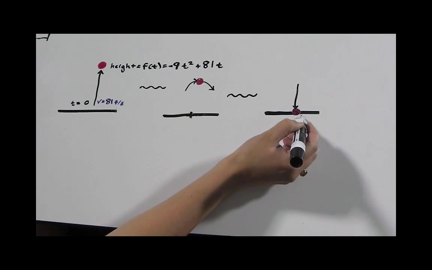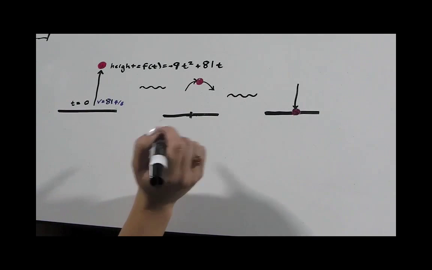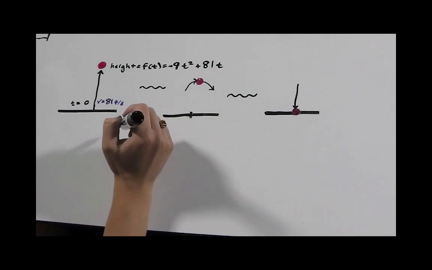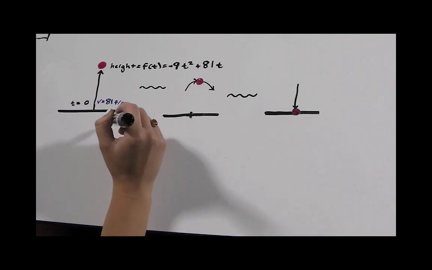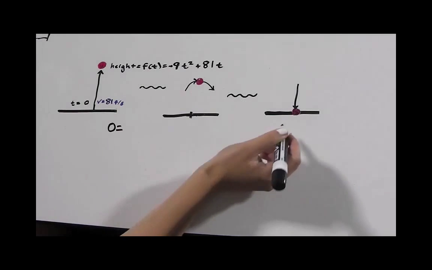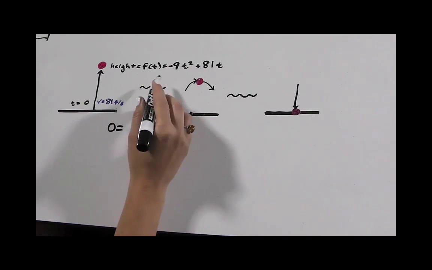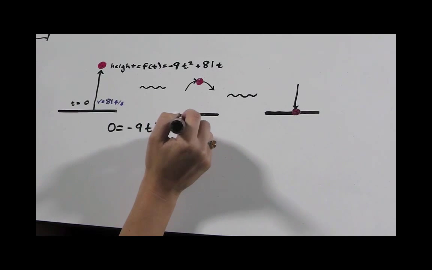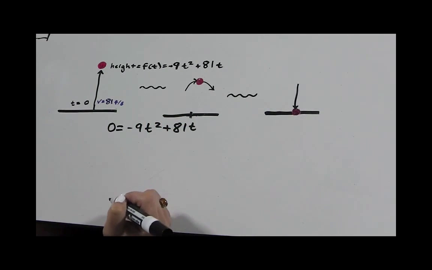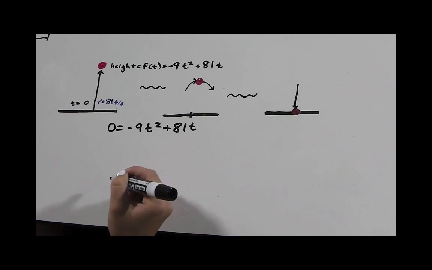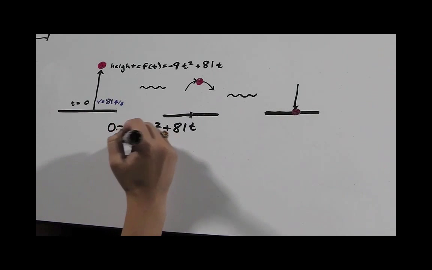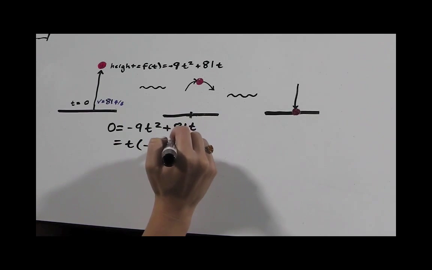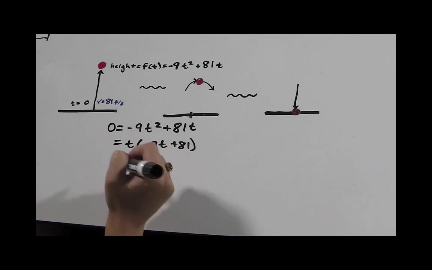So let's first find out when the pomegranate hits the ground again after being thrown up from the ground. And how will we find that? Well, we want the height to be equal to 0 when it touches the ground. So 0 equals negative 9t squared plus 81t. Now if we solve this out for t, we're going to get two possible options. t times negative 9t plus 81 is equal to 0.